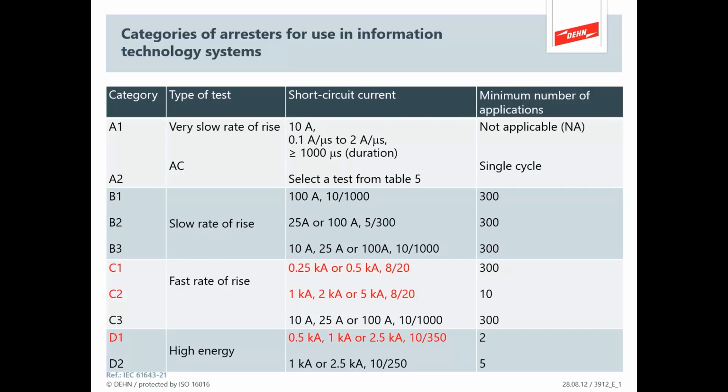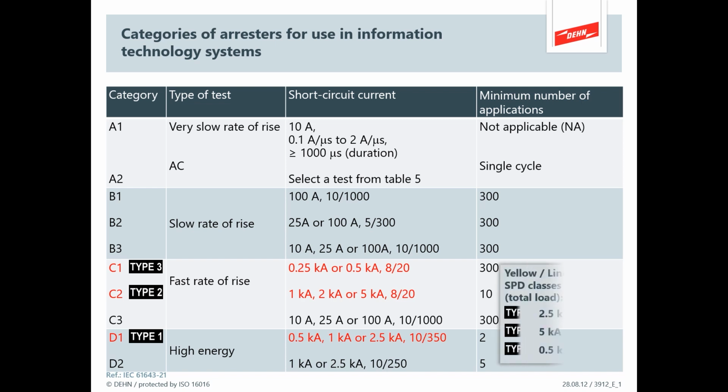So these are the categories. This comes from 61643. So when we're looking at the type 1 SPD, that's the D1, we can see that we've got short circuit currents of 500 amps, 1 kA, 2.5 kA, rated at 10/350. For the type 2, we've got the 1 kA, the 2 kA, and the 5 kA, 8/20 surges, and the type 3 is 250 amps and 500 amps, again at 8/20. So that's the typical current ratings for the data line SPDs.